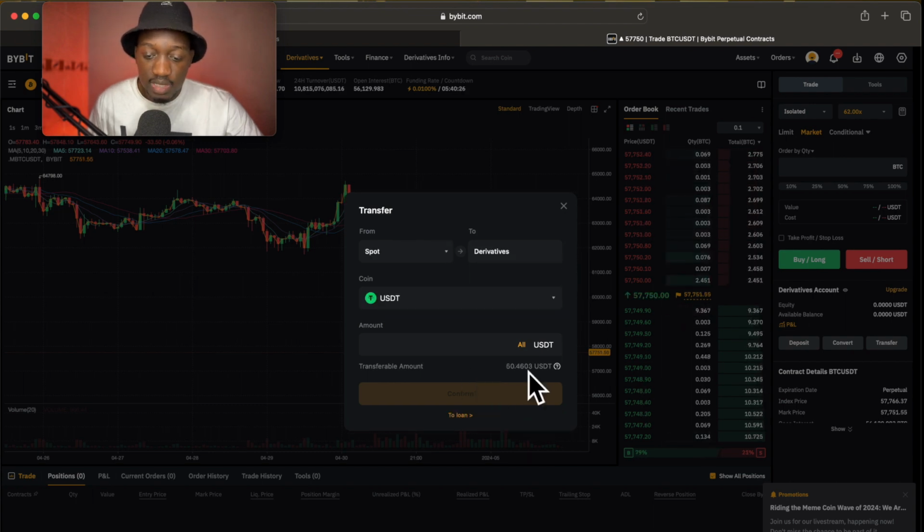Right now you can see that in my spot wallet, I've got at least 50 USD, and I'm going to transfer this 50 USD to the derivatives wallet so that I can trade it. You know what I mean? With spot trading, you're simply buying low and selling high, and that's how you make profit.